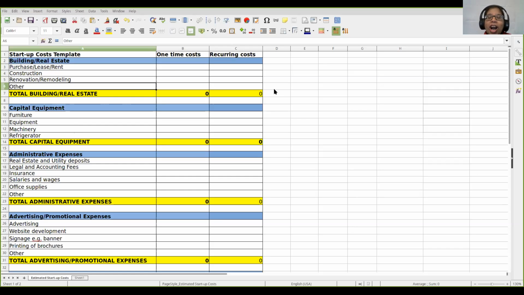Okay, so of course, I will send you some fun assignments to practice using the template, the startup cost template, and also some additional assignments to help you understand the importance of startup costs when getting your business idea up and running. Okay, so I hope that you understand what startup costs are now, and feel free to message me with any questions that you may have.